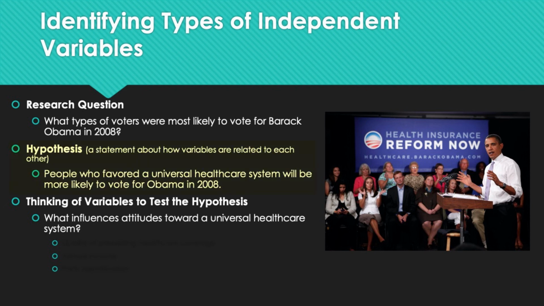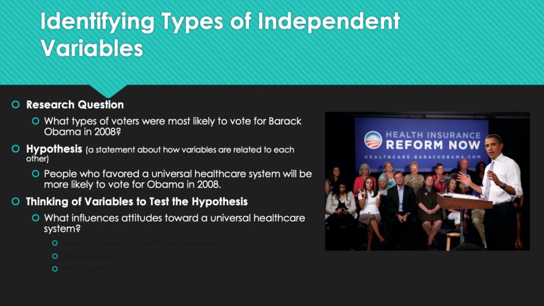So here we're identifying a potential relationship, an explanation between health care and voting for Obama. Let's say that we develop our first explanation or our first hypothesis. Perhaps people who favored universal health care will be more likely to vote for Obama in 2008. So now we have our independent variable, which is attitudes about universal health care, and our dependent variable, voting for Obama, or vote choice broadly, in 2008. Who did you vote for in 2008? That's the thing we're trying to explain.